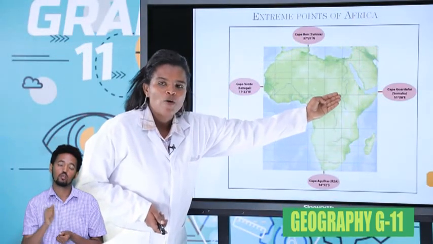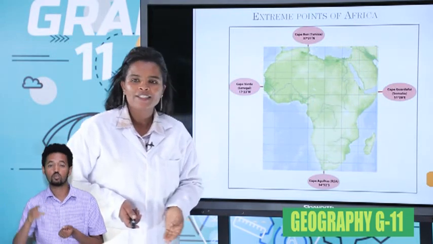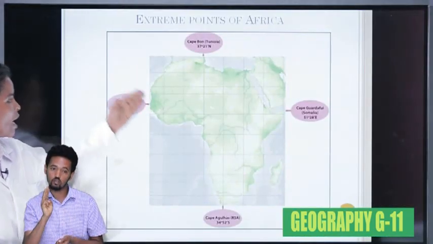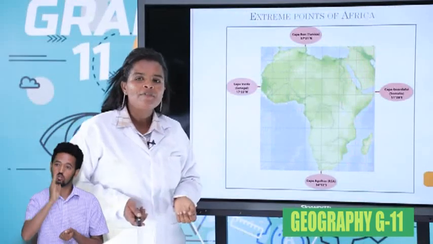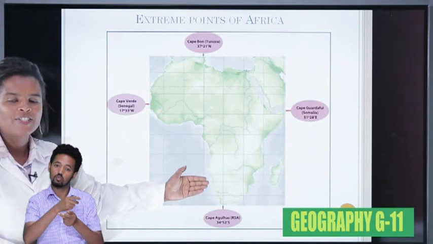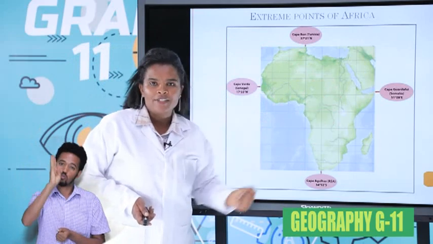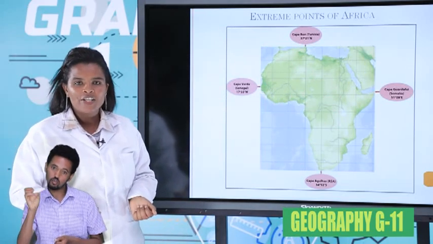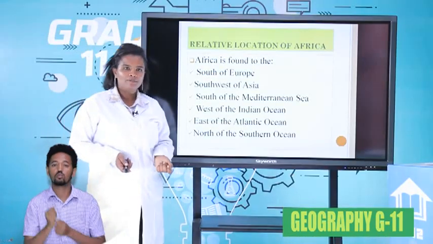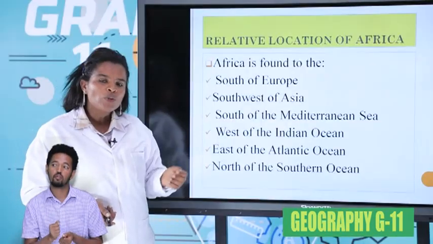Cape Gaddafi is found in Somalia, located at 51 degrees 28 minutes east. It is the extreme point of east. The north-south and west-east extent of Africa are almost similar. The distance from north to south is 8,000 kilometers. The distance from west to east is 7,516 kilometers.